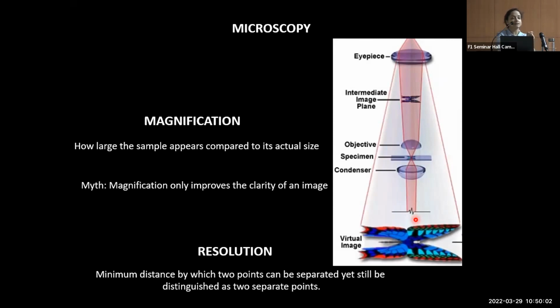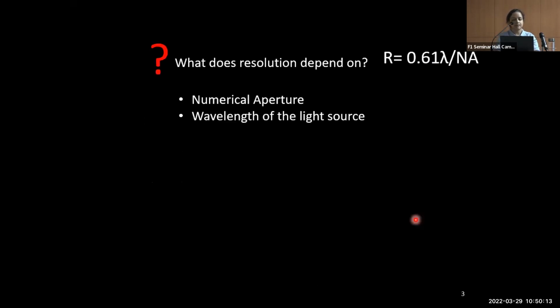And in scientific terms, resolution is the minimum distance by which 2 points can be separated and yet still be distinguished as separate points. Now, coming to some formulae, what is resolution? Resolution is 0.61 lambda. What is lambda, anyone? Guess?